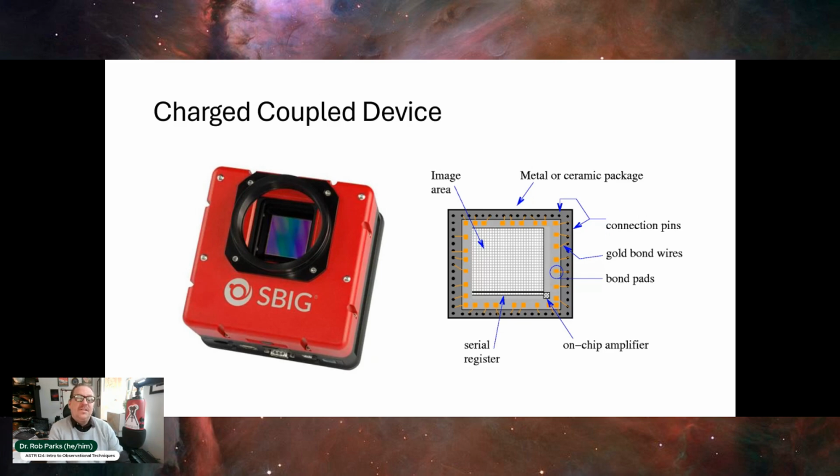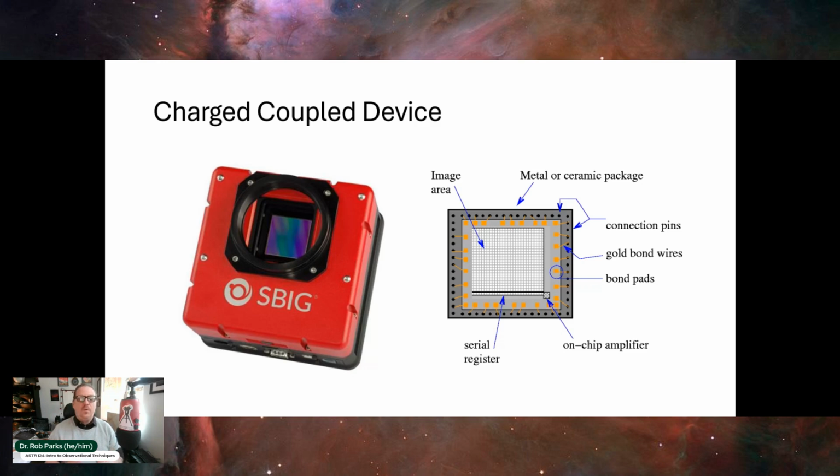Now you can actually see the structure of the chip itself. So what you have is effectively an imaging area, which is subdivided into small squares known as a pixel, or picture element. And it is surrounded by a ceramic package, which basically helps insulate it from electrical noise. You have connection pins, which can connect to gold wires.